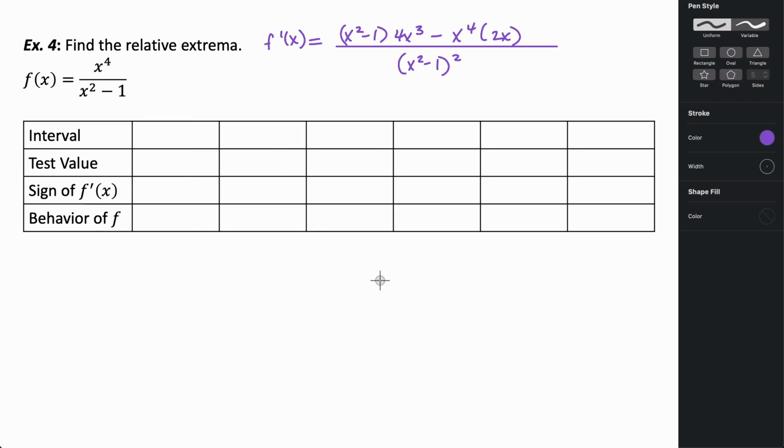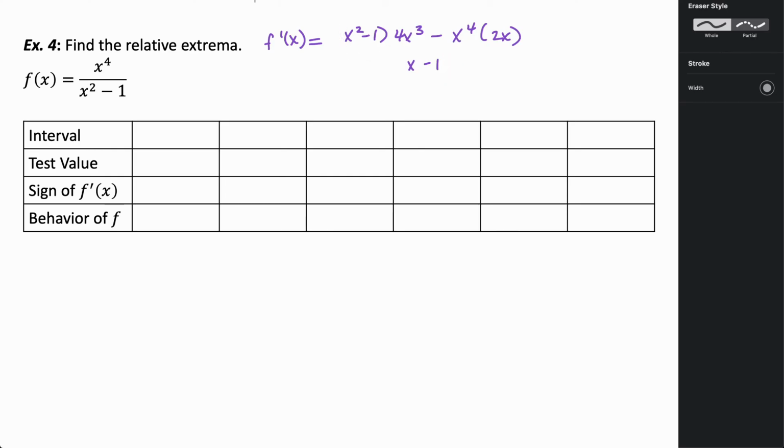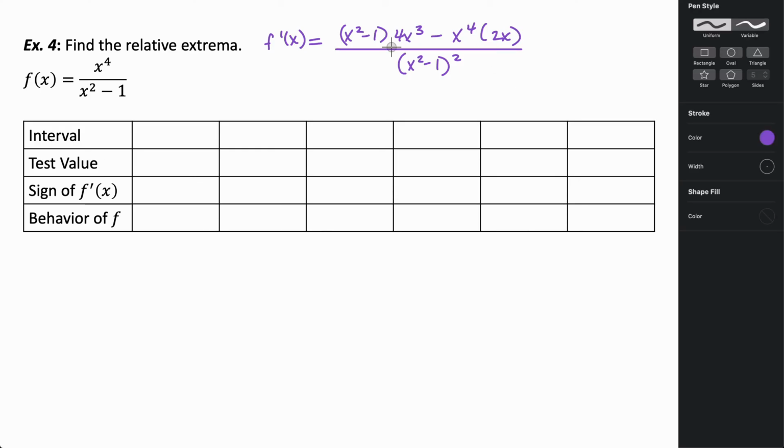Okay. So let's go ahead and expand this a little bit. Let me clean this up here. All right, so we want to distribute, so we're going to get 4x to the 5th minus 4x cubed, and then minus 2x to the 5th. And then when we factor, if we factored x squared minus 1, it's going to be x plus 1 and x minus 1. And each of those terms is going to be squared, so it's x plus 1 squared, x minus 1 squared.